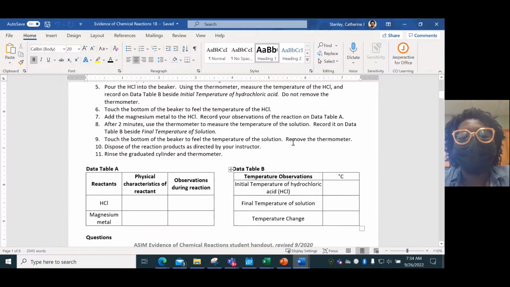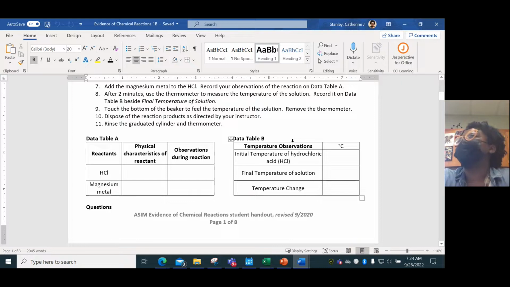Here we go. All right, somebody explain to me. Actually, let's have an aggressive volunteering. We are going to aggressively volunteer yourselves. If you do not volunteer, that does not look good for you. All right. Who wants to volunteer for my first question? Who's volunteering for my first question? All right, Justin, you have the first one. Justin, what are the physical characteristics of the hydrochloric acid before the reaction?